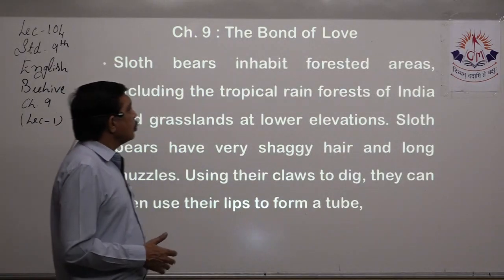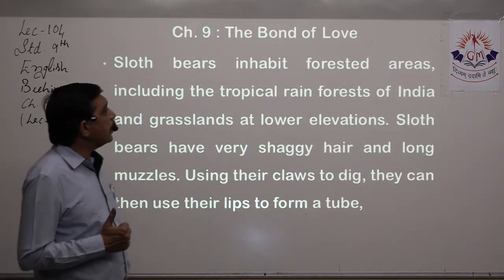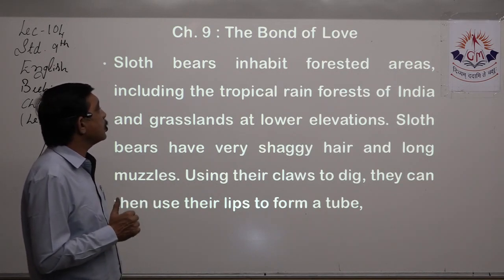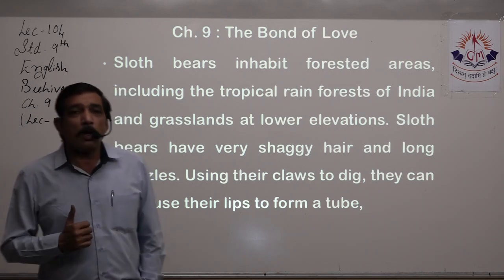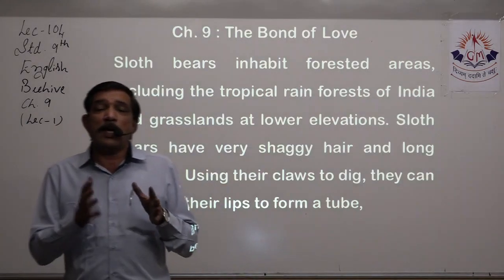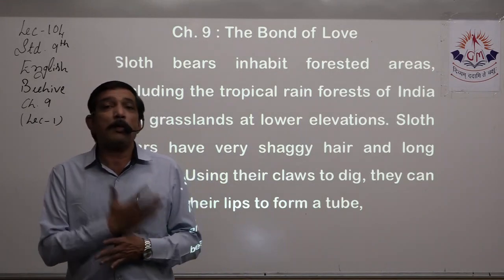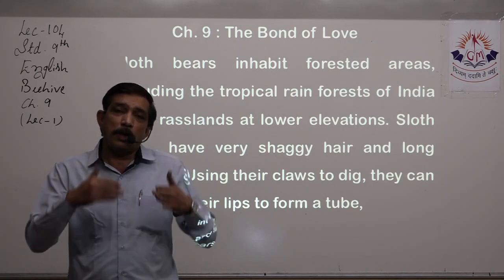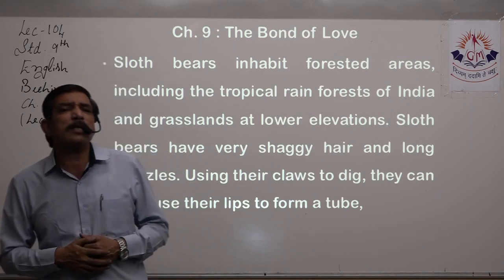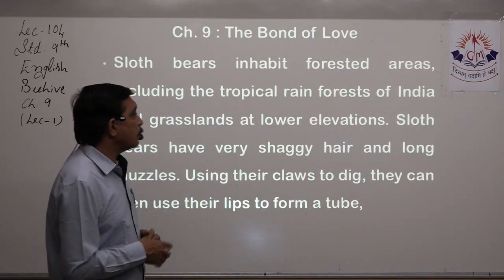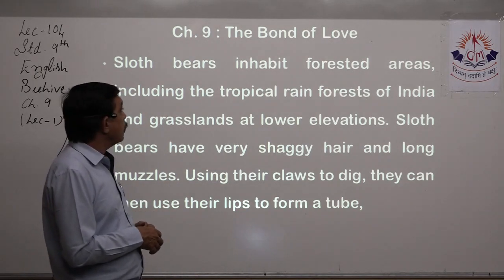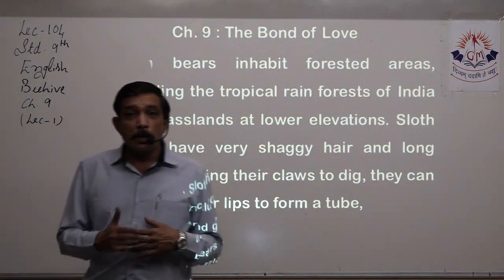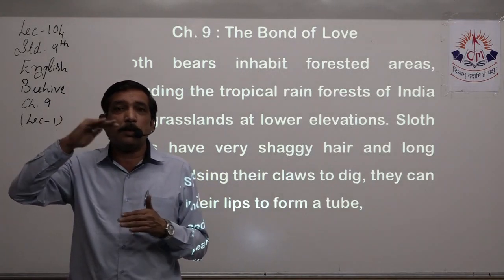Now, let us know a little bit about sloth bears. Sloth bears inhabit forested areas, including the tropical rainforests of India and grasslands at lower elevation. Right? So sloth bears are typical inhabitants of tropical areas and rainforest. They can be found in the jungles of South India, and in the lower jungles of the Himalayas, where it's not that cold, right? So in tropical rainforest, huge accumulations of sloth bears are there. And grasslands at lower elevation, yes, not that high.